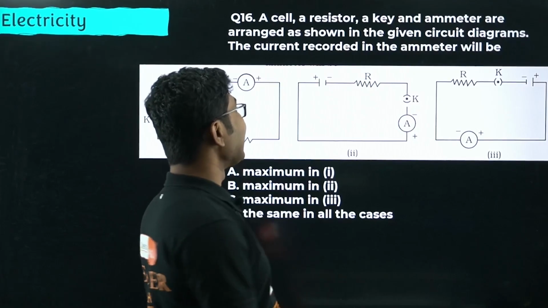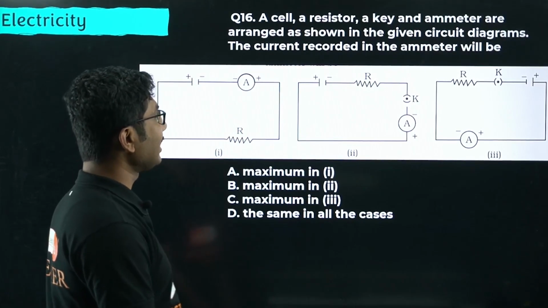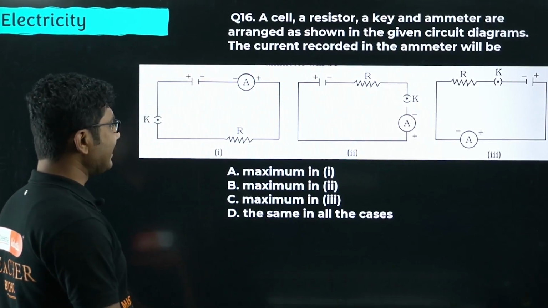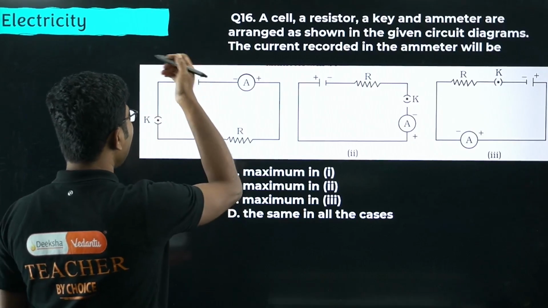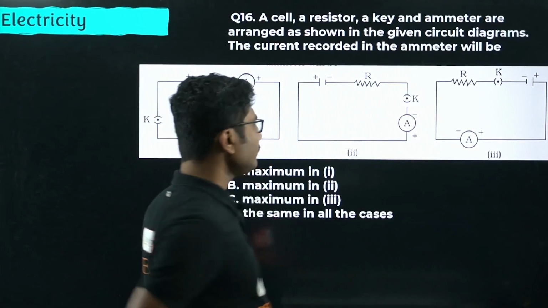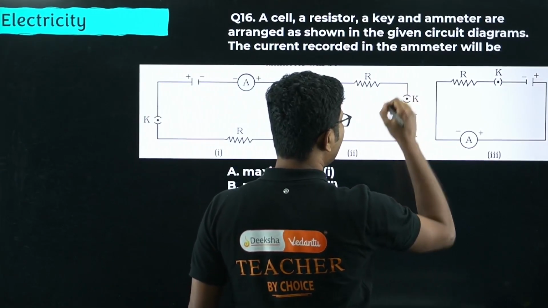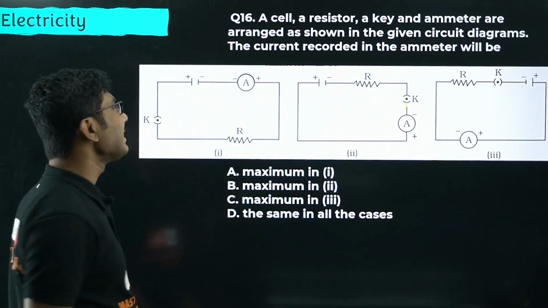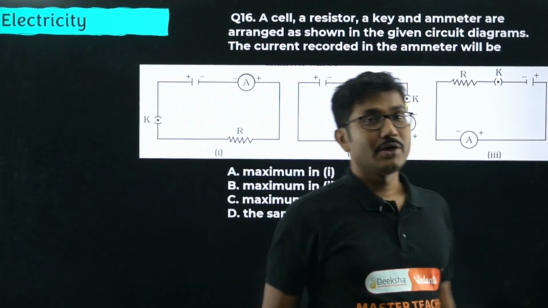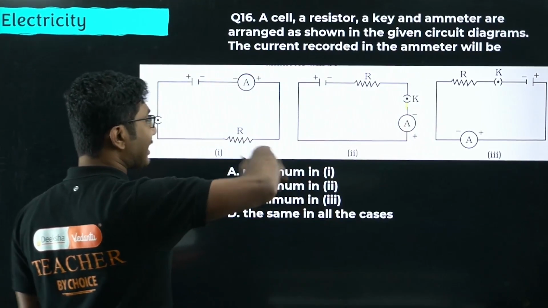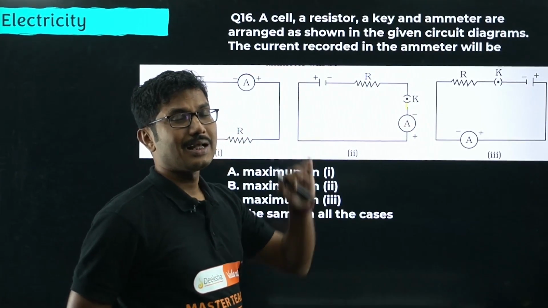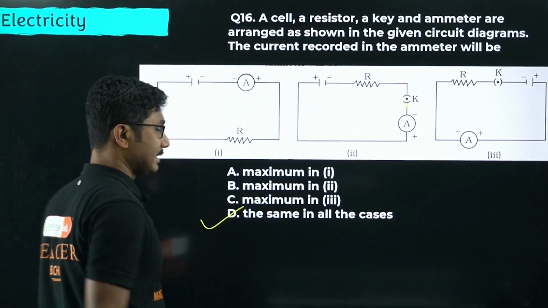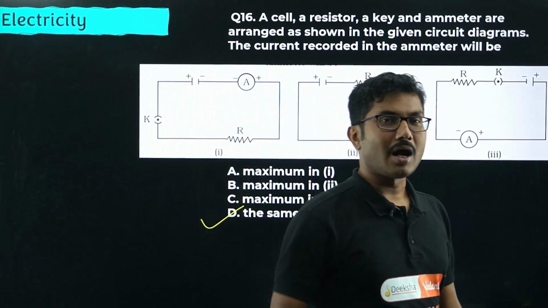A cell, a resistor, a key and an ammeter are arranged as shown in the given circuit. The current recorded in the ammeter will be... so let's see in which case it will be maximum. If you see, all the batteries are the same, all the resistances are the same, all the circuits are completed, and all the ammeters are the same. So no matter how they are arranged, because everything is the same, it does not matter on the arrangement of the circuit, it only matters on the components of the circuit. So it is the same in all the cases.